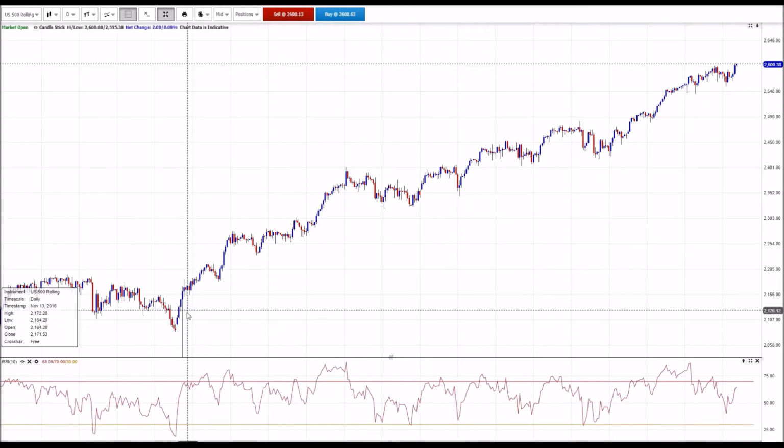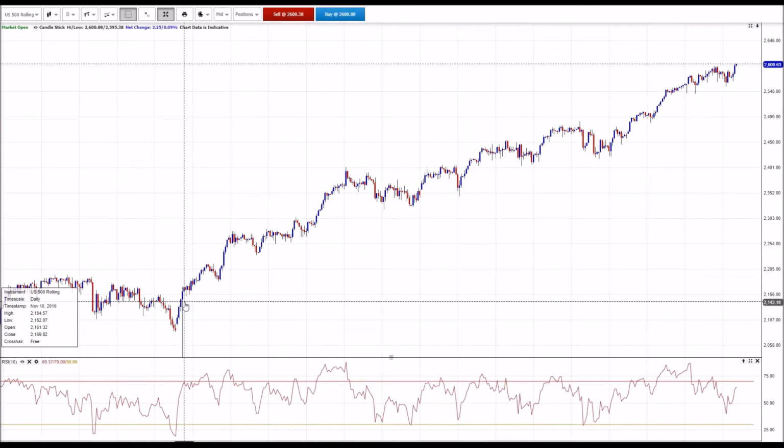From a year ago, the day before the election, the market closed at 2146, and today it's 2600. So it's moved, what's that, 450 points ish in a year. So it's more than 20%, isn't it? Maybe getting on for 25% at the moment.